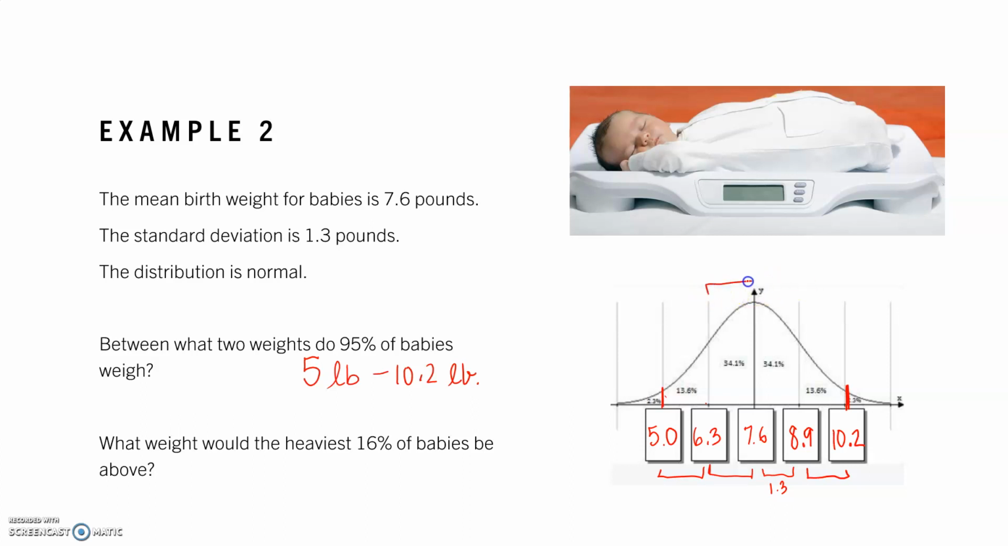So we know that 68% is within 1 standard deviation. So if I do 100 minus 68, I'm just doing a little scratch work here. 100 minus 68 would be 32. So that means that 16% are going to be above this value, and 16% are going to be below that value, because 32 divided by 2 is 16. So the heaviest 16% of babies are going to be above 8.9 pounds.